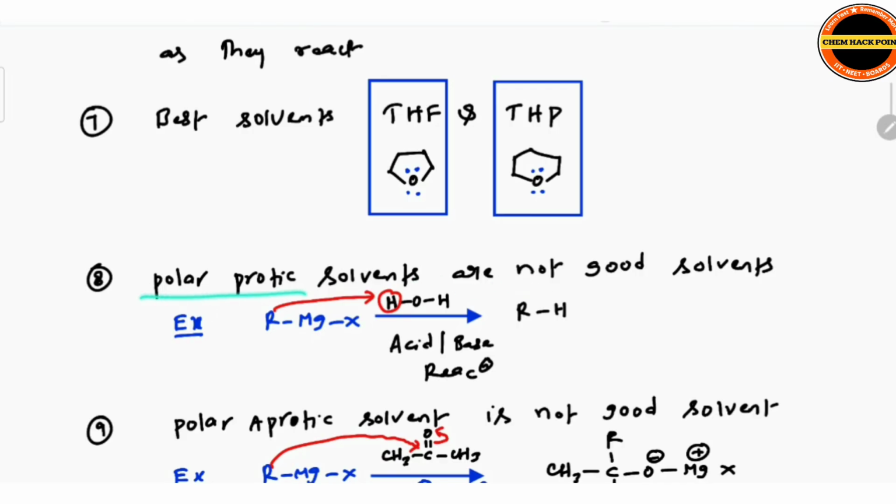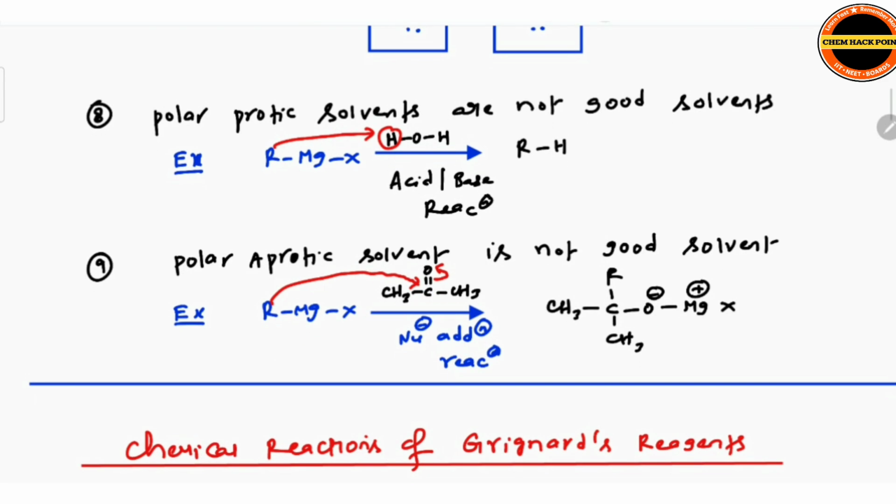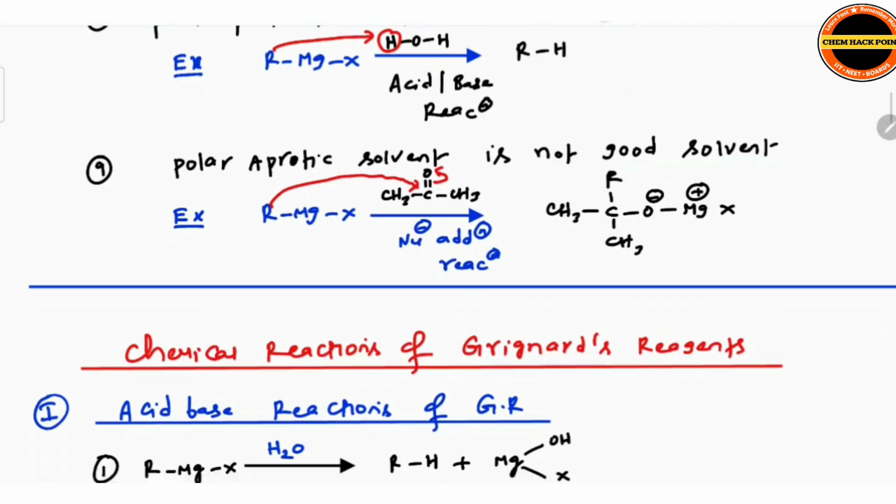Polar protic solvents are not good solvents because solvents like water react with Grignard reagent to form an alkane; they show an acid-base reaction. Polar aprotic solvents, which are polar in nature but cannot produce hydrogen, even these cannot be used as solvent because they react with RMgX. Nucleophilic addition occurs, adding to RMgX. Why are they not good solvents? Because they react. Simple answer.